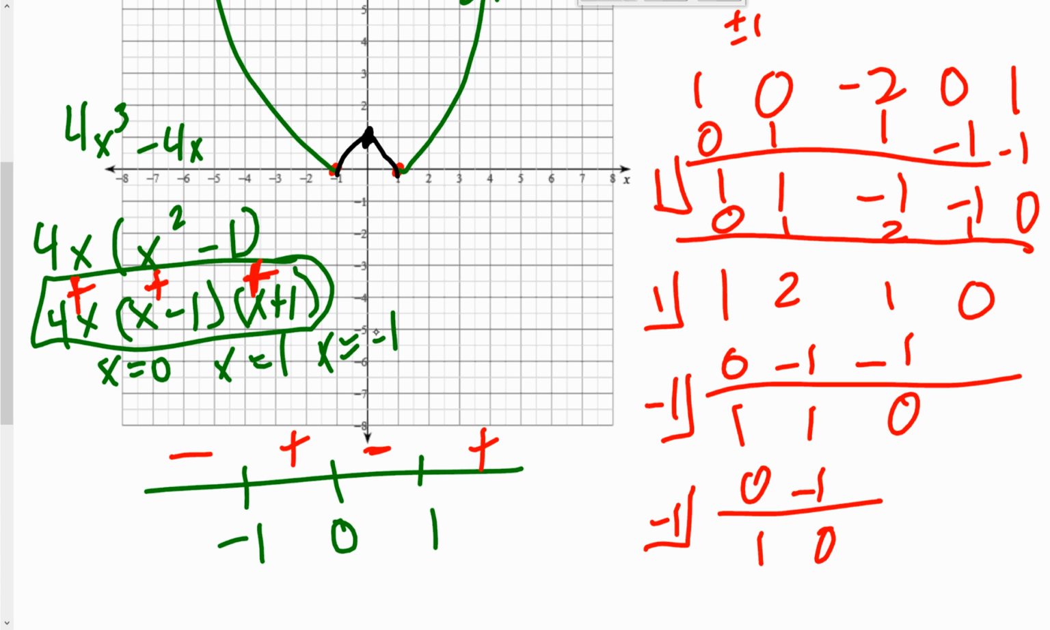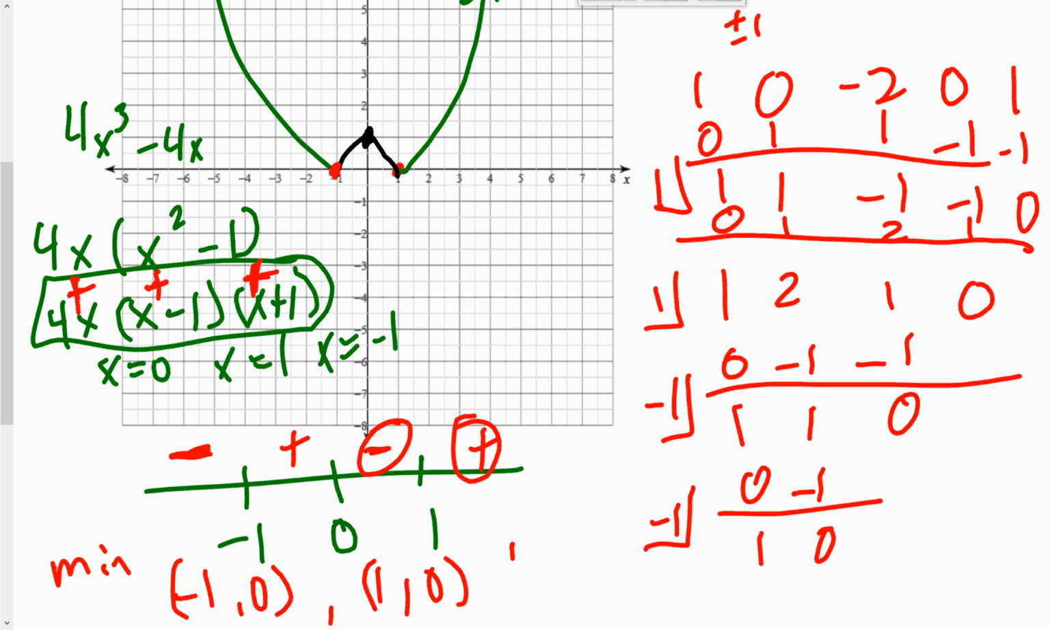Now I do need to see where my maxes and mins are. And we can see, because I go from decreasing to increasing, that I have a relative minimum at negative 1. So my min is at negative 1, 0, which is lucky because I already have that point down, so I know what the y value is. If I didn't have that point down, then I would need to plug that x into my original to figure out what it is. And I'm also going to have a relative min right here, and so that is at positive 1, 0. And then my relative max.